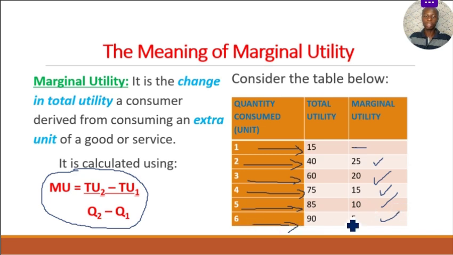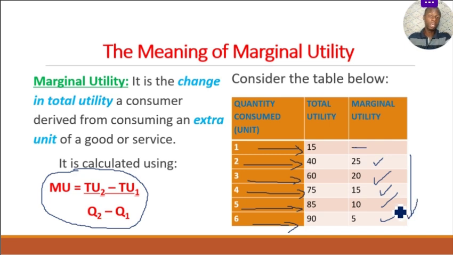And then by the time you consume 6, you have 5 utils. But do you observe something? Is that the marginal utility keeps decreasing? Are you seeing it? From 25 to 20 to 15 to 10 and to 5. It keeps decreasing as the quantity consumed increases.